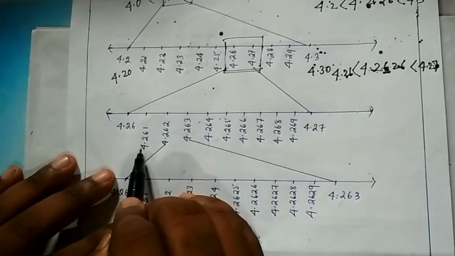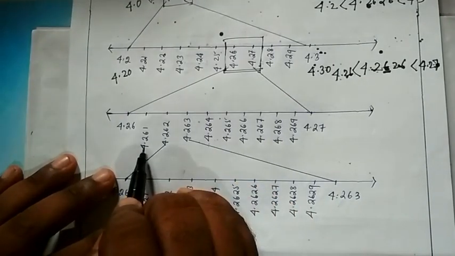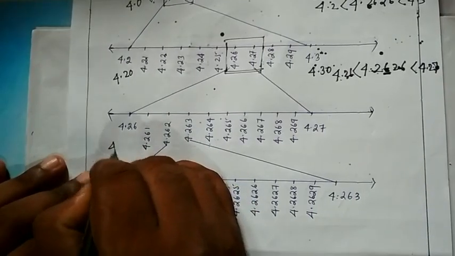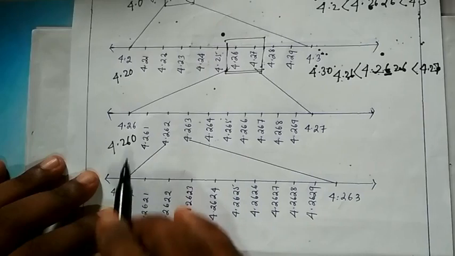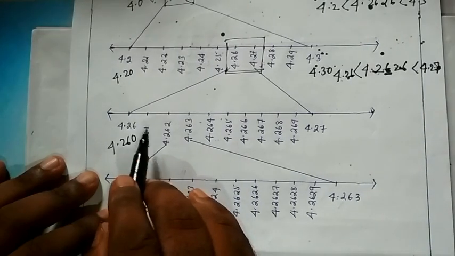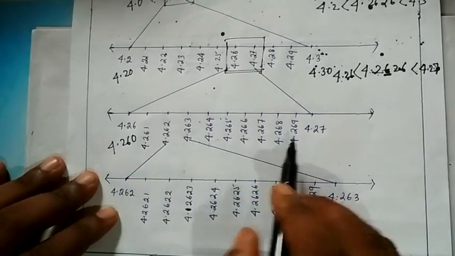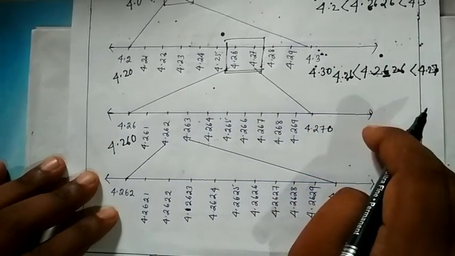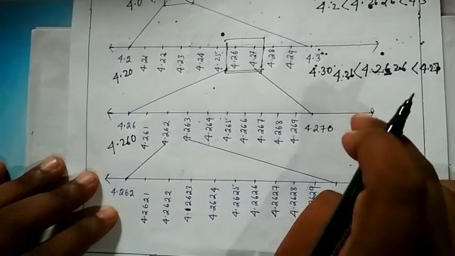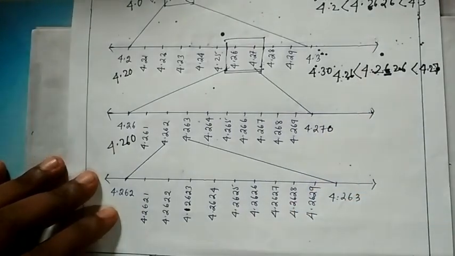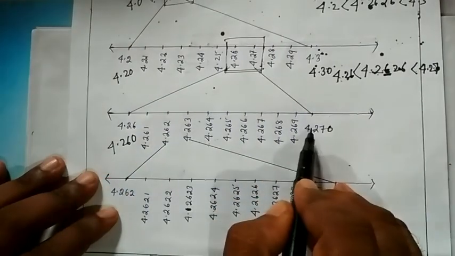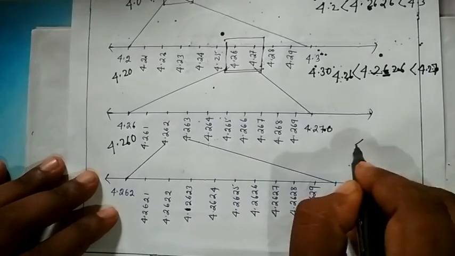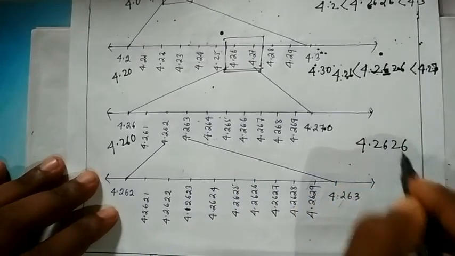See in the figure, in that division the first part is 4.261, second part 4.262, because this number you can also write as 4.260. So next part obviously will be 4.261, 4.262 and so on, and the last part 4.270, or the next part will be 4.271, 4.272 and so on. Again you see in between 4.26 and 4.27 where our required number lies. Our required number is 4.2626.